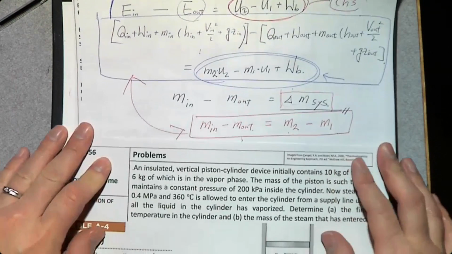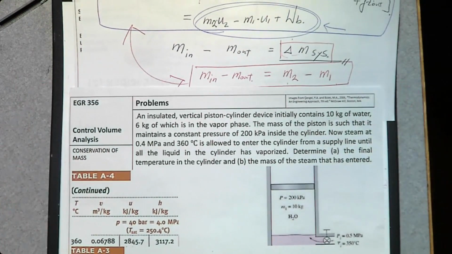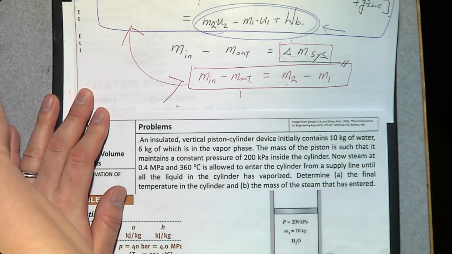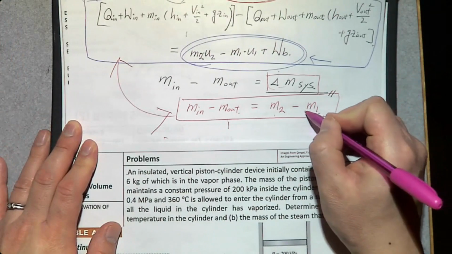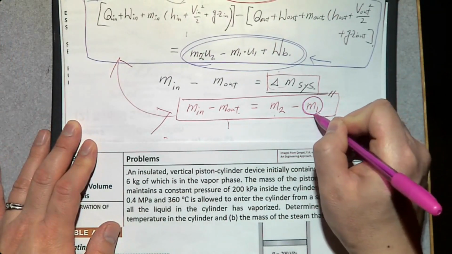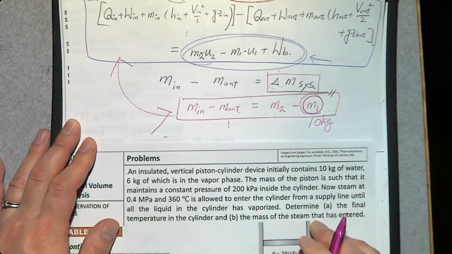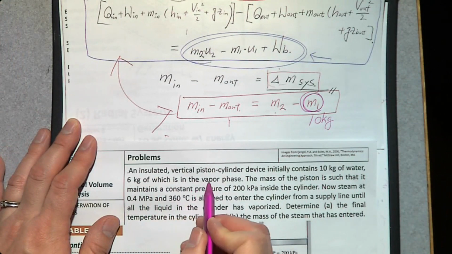And let's solve this problem. We have an insulated vertical piston cylinder device which initially contains 10 kilograms of water. So the initial mass, M1, is 10 kilograms, and 6 kilograms of which is in the vapor phase.